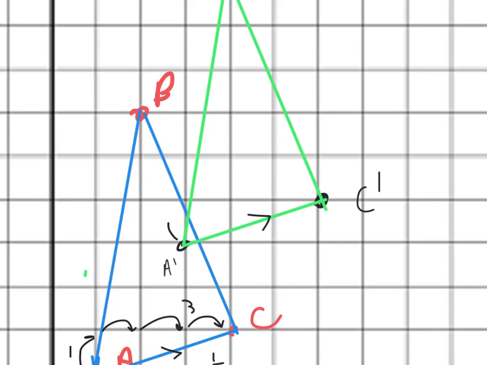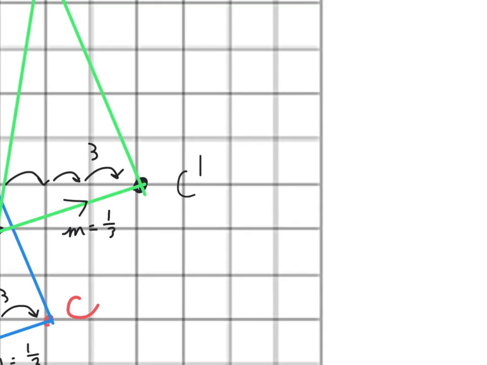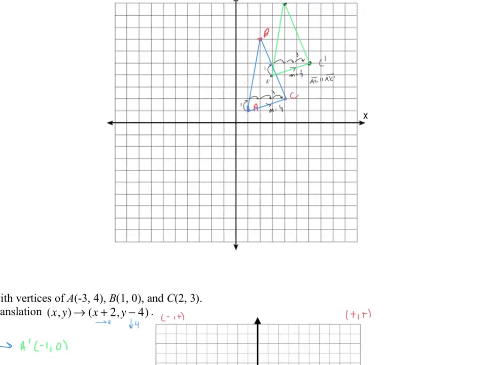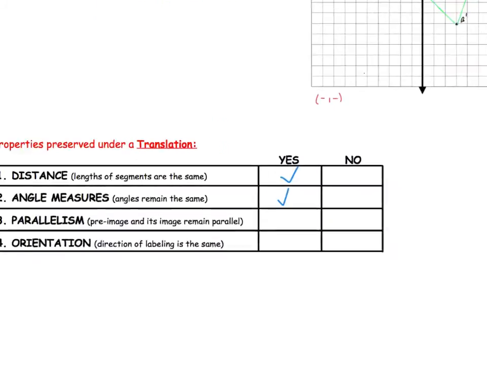Let's check. So 1 is my rise. My run is 1, 2, 3. So my slope here is also 1/3. So I can say line segment AC is parallel to A prime C prime. So I can say that parallelism is preserved.